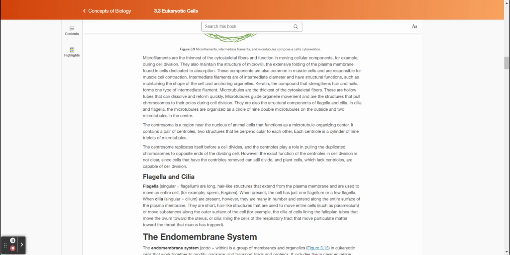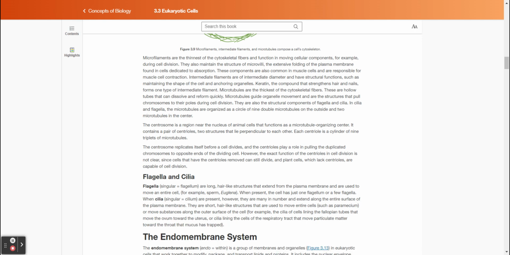The centrosome replicates itself before a cell divides, and the centrioles play a role in pulling the duplicated chromosomes to opposite ends of the dividing cell. However, the exact function of the centrioles in cell division is not clear, since cells that have centrioles removed can still divide, and plant cells, which lack centrioles, are capable of cell division.